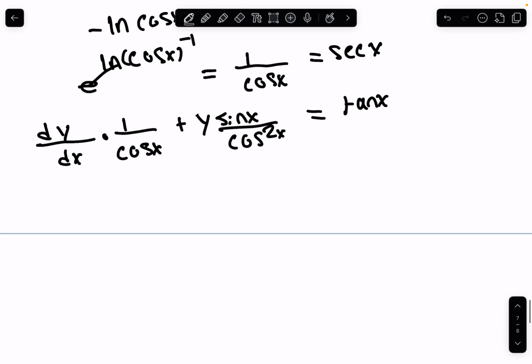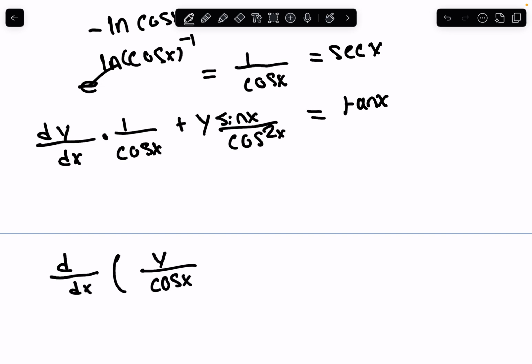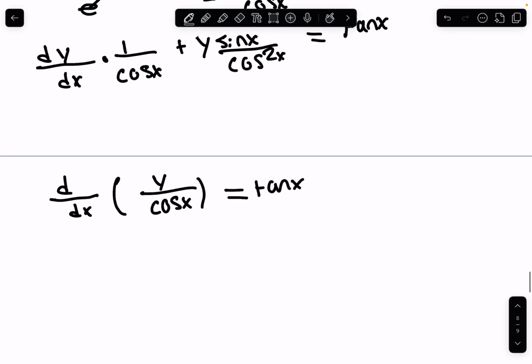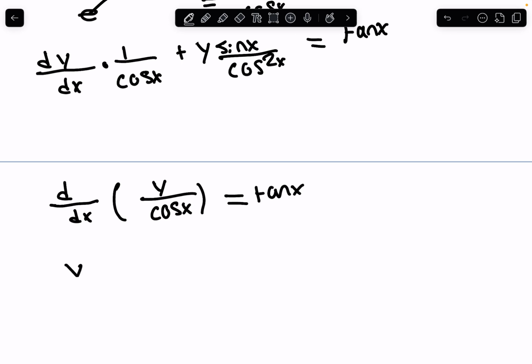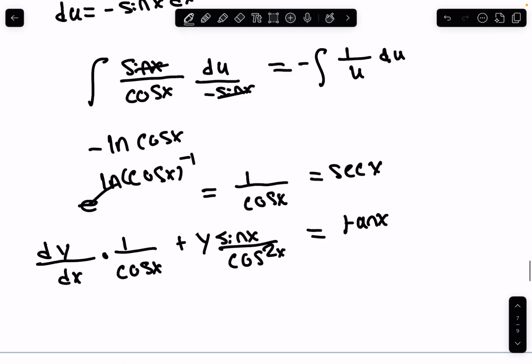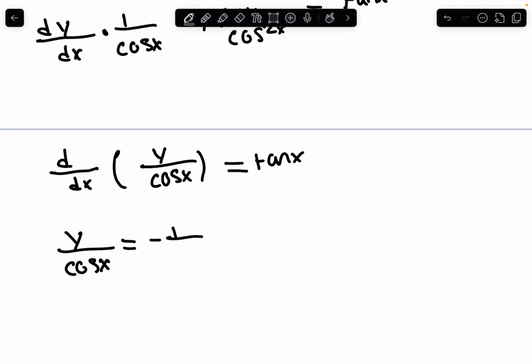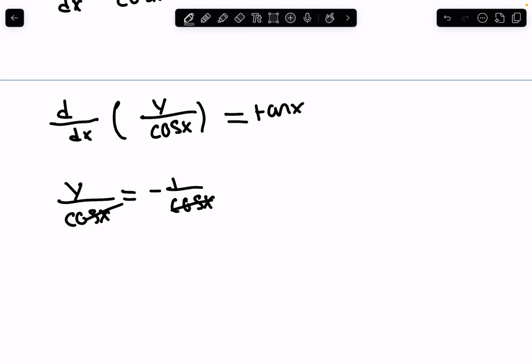So again we solve it: d/dx of y over cosine x equals... If you want to see, we multiply through by cosine x, so y over cosine x equals tan x. We already know the derivative of tan from the other question. So y over cosine x equals the integral of tan, which we got here, which is negative 1 over cosine x. So cancel out, y equals negative 1.